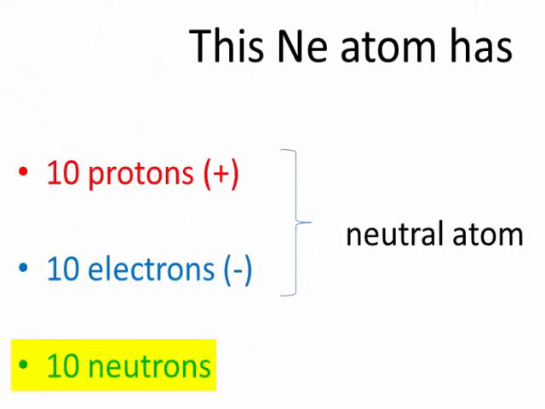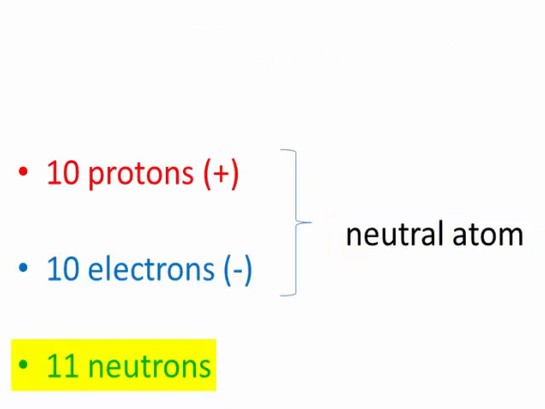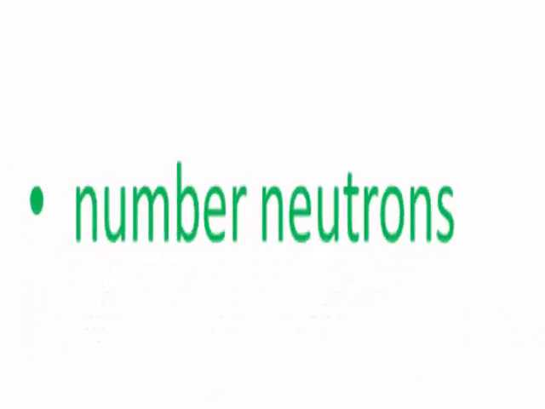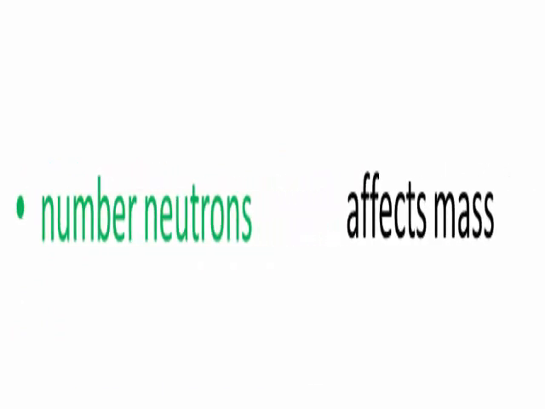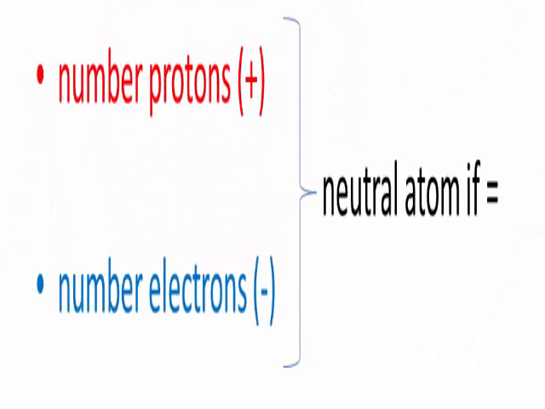But that has nothing to do with it being neutral. If there'd been 11 neutrons, it would still have been neutral. It would just have been heavier, a heavier isotope, we call it. If there had only been 9 neutrons, it would still have been neutral. The number of neutrons has nothing to do with whether the atom is neutral or not. The number of neutrons affects how heavy the atom is. It's the number of electrons compared to protons that affects whether it's neutral or charged.